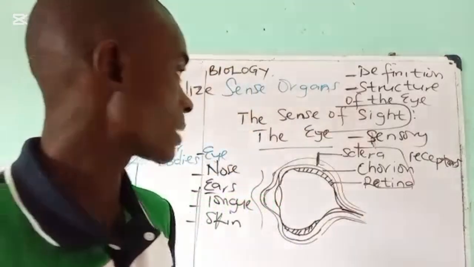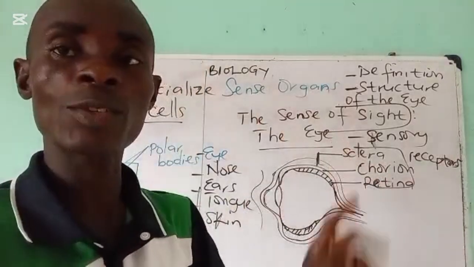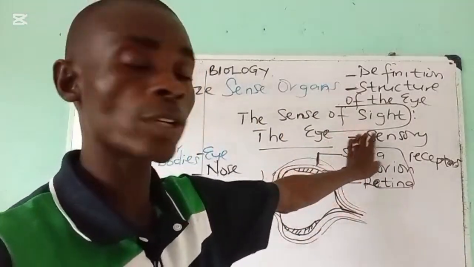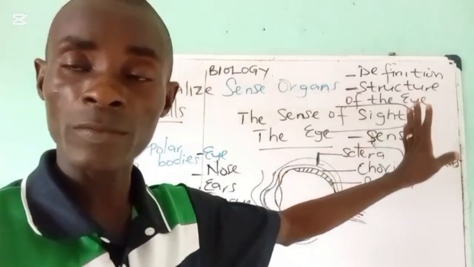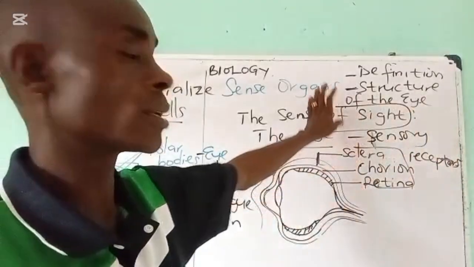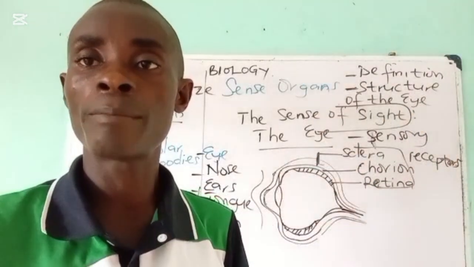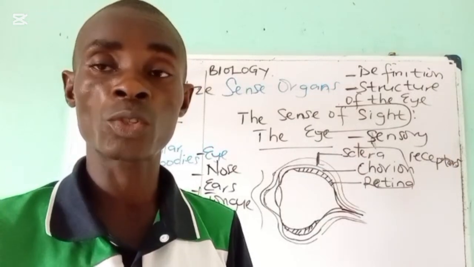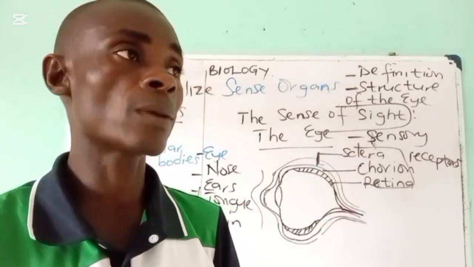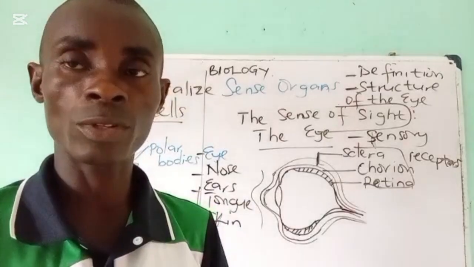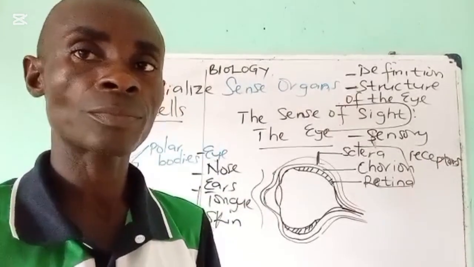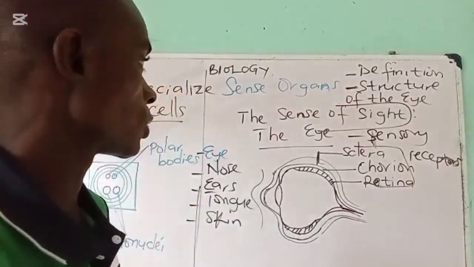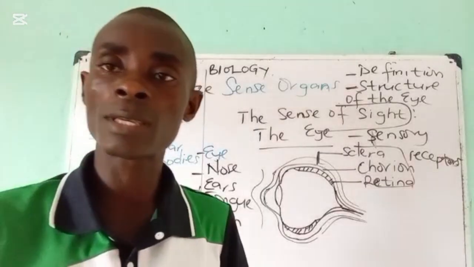We're going to look at the definition of a sense organ, look at the sensory receptors that are involved in sense organs, and then look at the structure of the mammalian eye, briefly. We won't be able to do the whole of the structure today, but we'll look briefly at the structure of the mammalian eye as an introduction to it. So let's go quickly now to the definition of the sense organ. What is a sense organ?